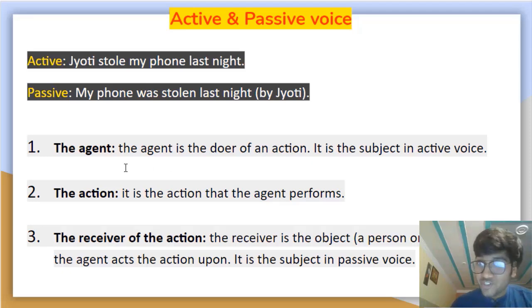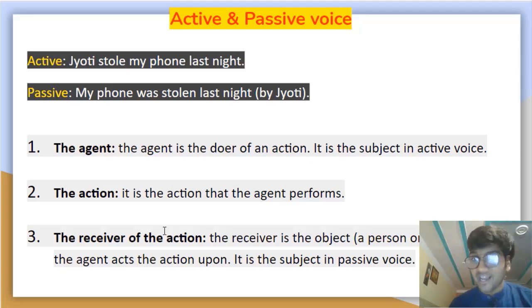So there are three important things you must know. Number one, the agent. The agent is the person who does the action. It is the subject in active voice. Jyoti is the agent here. She did the action of stealing my phone. All right. Second is the action itself. It is the action that the agent performs, the doer of the action performs. All right. And the third thing is the receiver of the action, the object in the passive voice.